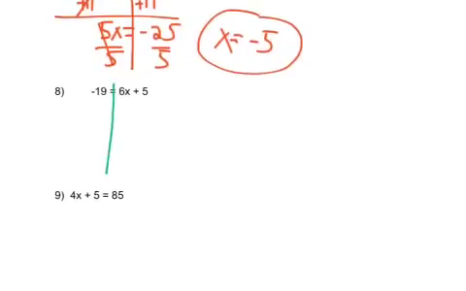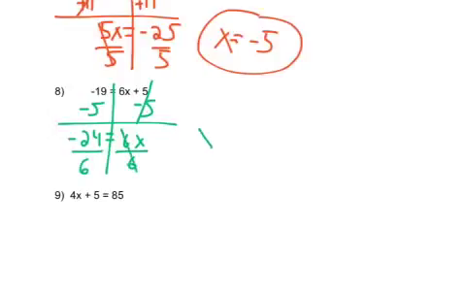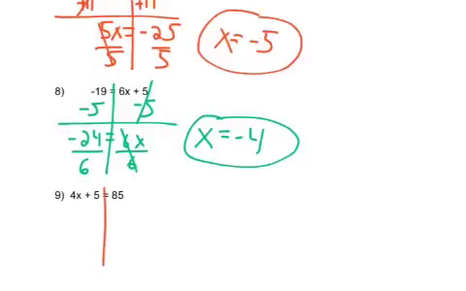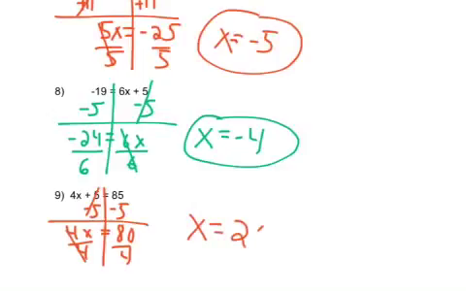Number 8. The opposite of adding 5, I would subtract 5 from both sides. Those cancel, so I have negative 24 equals 6x. I would divide both sides by 6, and x would equal negative 4. Number 9. Subtract 5 from both sides. So I would have 4x equals 80. Then I would divide both sides by 4, and in this case, x would equal 20. Hopefully you are getting the hang of these by now. They should be getting easier for you.